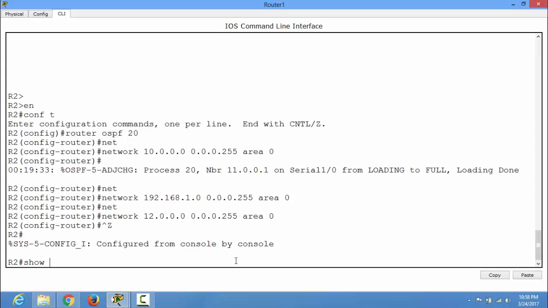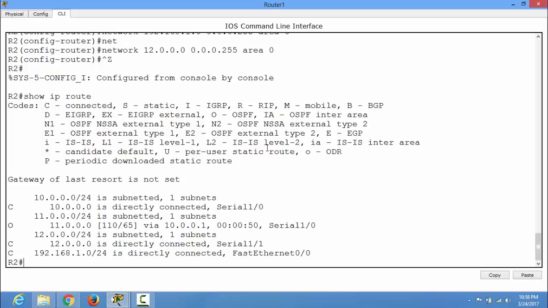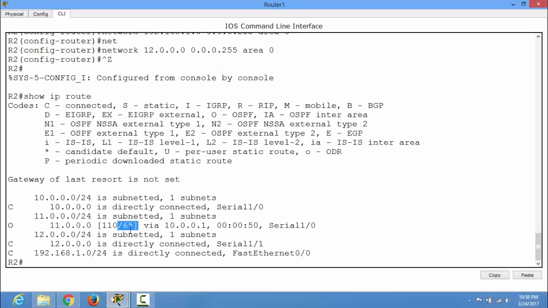Now you can verify with show IP route. Now it is saying that it found a new neighbor, coded O. O stands for OSPF, for the 11 network. This is the administrative distance and this is the cost. How does it calculate the cost? In the previous video I told you that it uses a formula. What is the formula? 10 raised to power 8 divided by the bandwidth of the link. So using the same formula, it has calculated the cost of 65. So the second router has been configured.